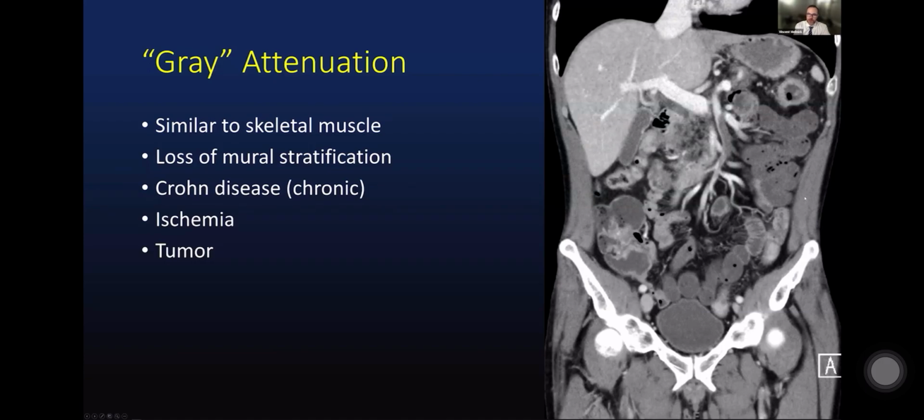It doesn't look stratified. Chronic Crohn's disease with fibrotic strictures can look like this. Ischemia, especially arterially based ischemia, can do it, as can tumor.